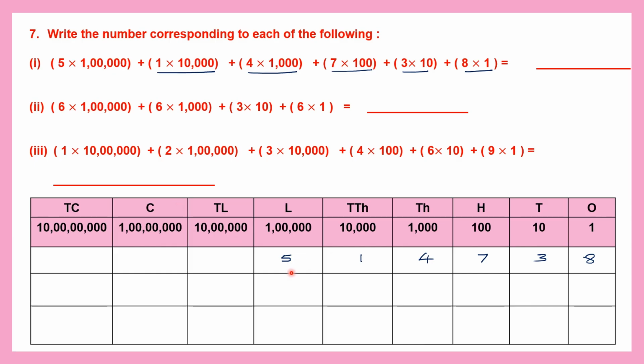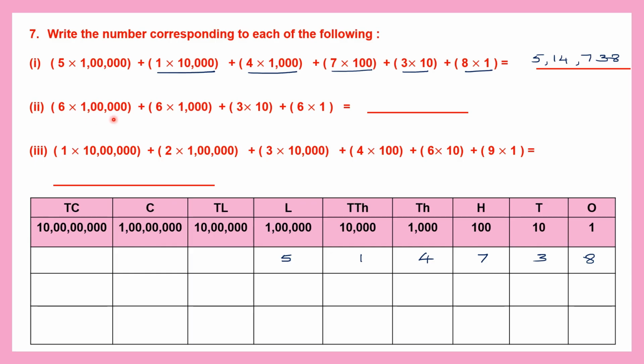We can also read the number, 5,14,738. Let's write that. 5,14,738. This is our number. Let's go to the second one.